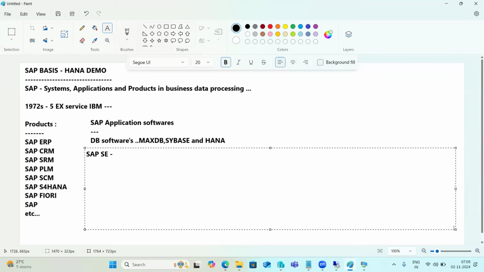That is a German multinational software company based in Germany. It develops enterprise software to manage all the business operations and customer relationships. SAP SE is one such software company. It is the world's largest enterprise resource planning software vendor, which means an ERP vendor.